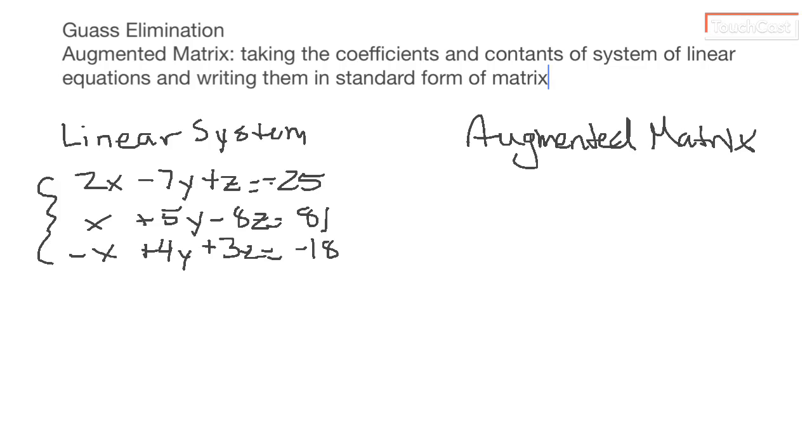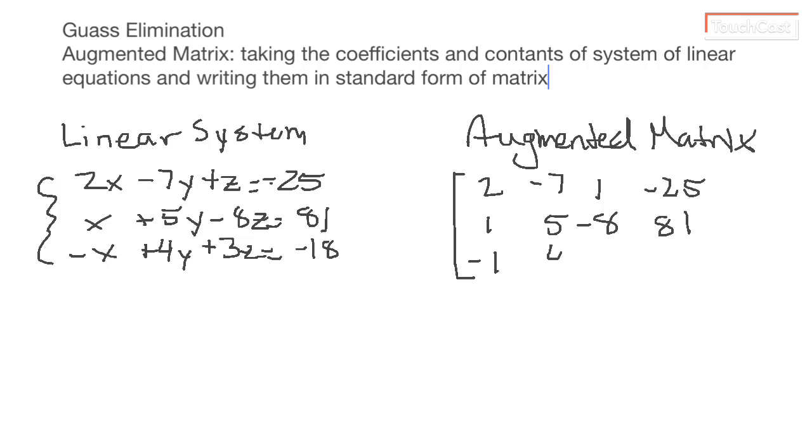The augmented matrix is going to just be a matrix where the first row takes the coefficients and the constants of that first equation. So we are going to write 2, negative 7, 1, negative 25. The second row just takes all of that from the second equation: 1, 5, negative 8, 81. And then the last row takes the coefficients and constants from the last equation: negative 1, 4, 3, and negative 18. And that's our augmented matrix.